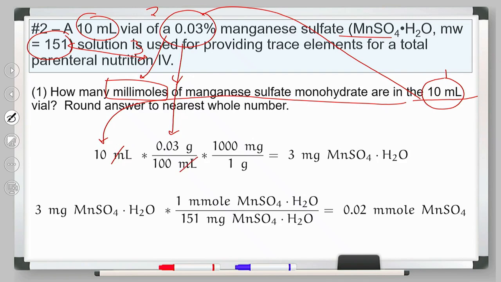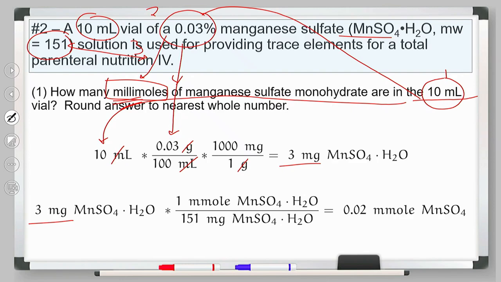We multiply that times the 10 milliliters, we convert milliliters to grams. And remember, since we're always going to want millimoles and milliosmoles and milliequivalents, we're going to do everything in milli. So we're going to multiply by 1,000 to convert grams to milligrams. And lo and behold, at that step, I have simply converted my volume to my total weight of 3 milligrams of manganese sulfate, monohydrate. So I start there.